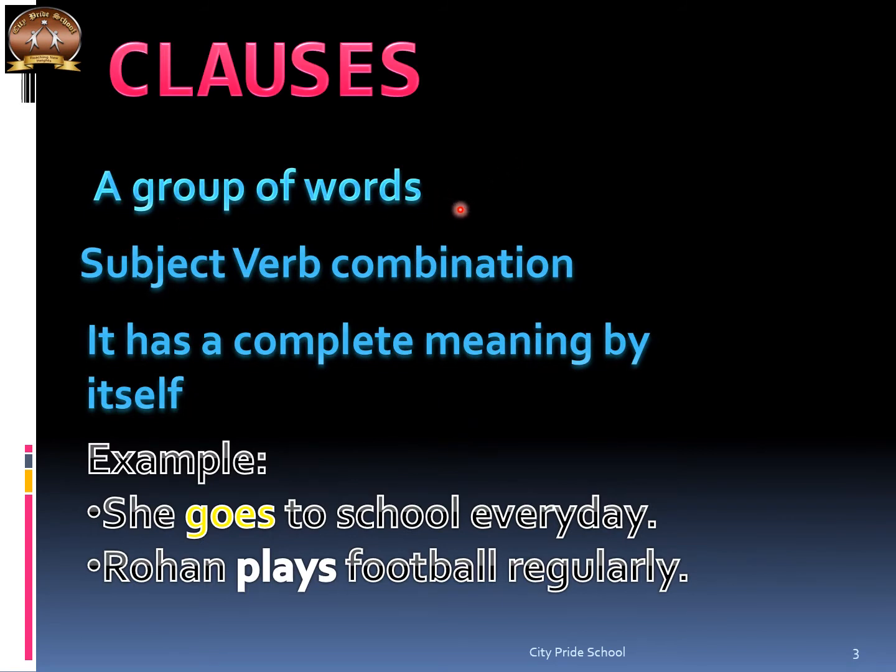Clauses, a group of words. It has subject-verb combination and it has a complete meaning by itself. For example, she goes to school every day and Rohan plays football regularly. Here, she is a subject and goes is a finite verb. And we can also see subject-verb agreement between the subject and the verb. Rohan plays football regularly. Here, Rohan is the subject and plays is the finite verb. So, these two are examples of a clause.